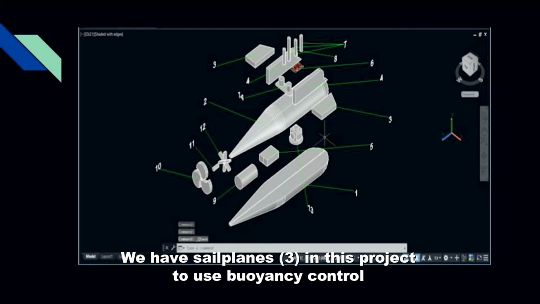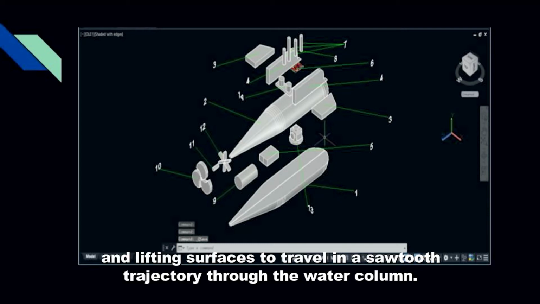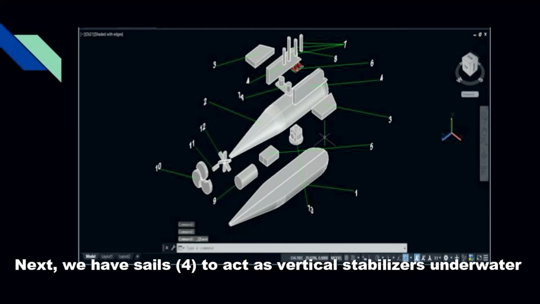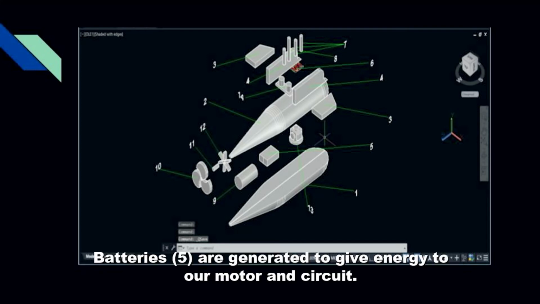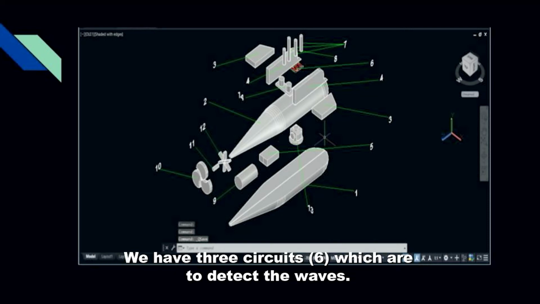We have sail planes, number 3, in this project to use buoyancy control and lifting surfaces to travel in a sawtooth trajectory through the water column. Next, we have the sail, number 4, to act as a vertical stabilizer underwater and to protect our circuit and ultrasonic sensor. Batteries, number 5, are to give energy to our motor and circuit. We have 3 circuits, number 6, which are to detect the wave.